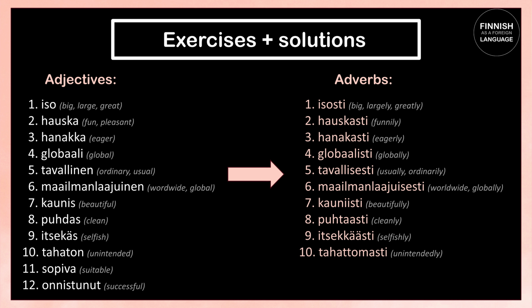excellent, it's tahattomasti. Next one, sopiva, meaning suitable. The adverb is... very nice, it's sopivasti. Sopivasti. And our last one is onnistunut, means successful. The adverb is, that's right, it's onnistuneesti. Very nice.